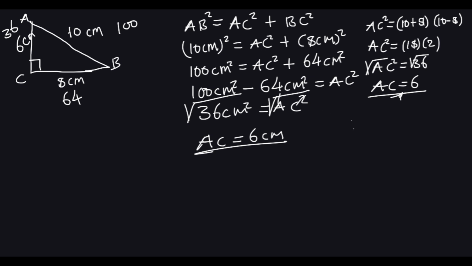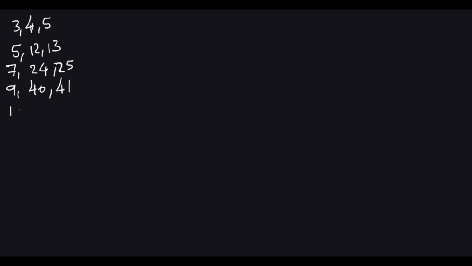Now there are also what we call the Pythagorean triples. So this gives us how numbers move. So the first one is 3, 4, 5. Then the second pattern is we get 5, 12, 13. Then we also have 7, 24, 25. We have 9, 40, 41. Then we get 11, 60, 61. 13, 84, 85.